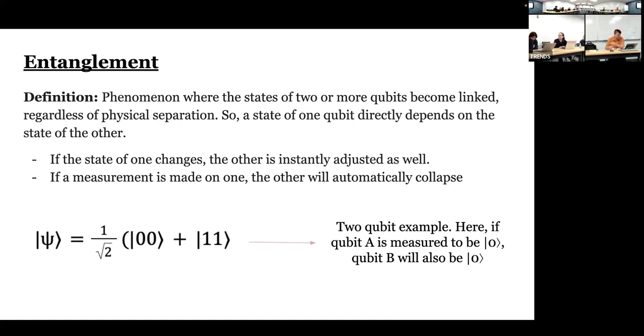Then we have entanglement. Entanglement is the phenomenon where the states of two or more qubits become linked regardless of the distance or their physical separation. So the state of one qubit directly depends on the state of the other. For example, if the state of one changes, the other is instantly adjusted as well. Or if a measurement is made on one, the other will automatically collapse.